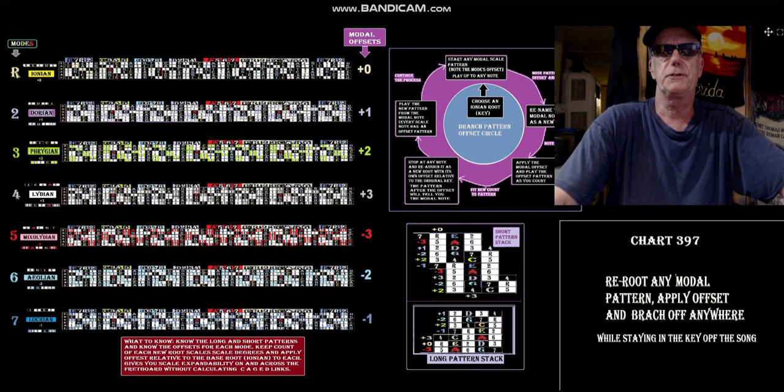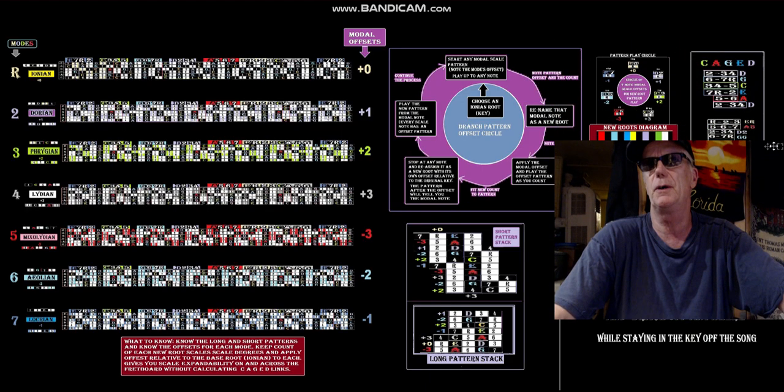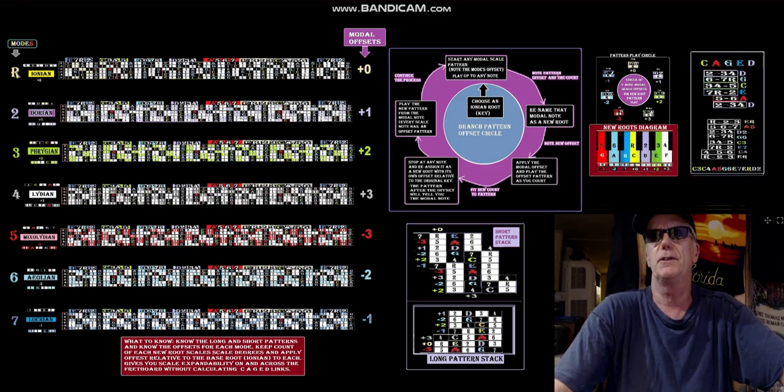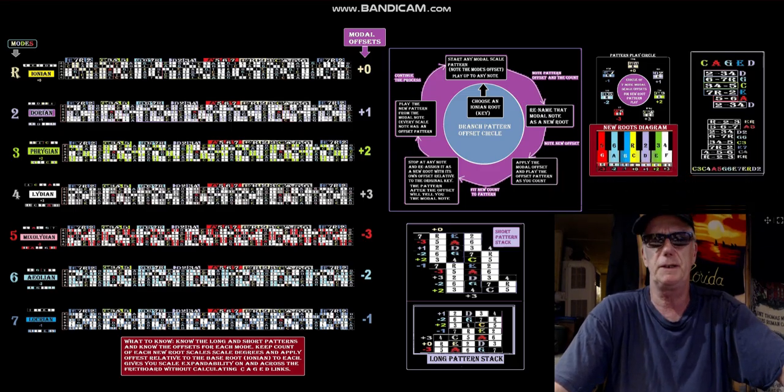I have a brand new chart, 397. Reroute any modal pattern, apply offset, and branch off anywhere while staying in the key of the song. That's OFF of the song. That P was a typo.